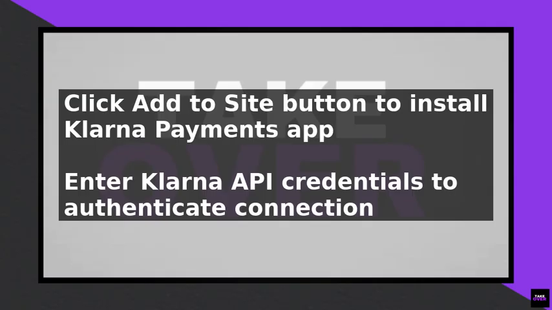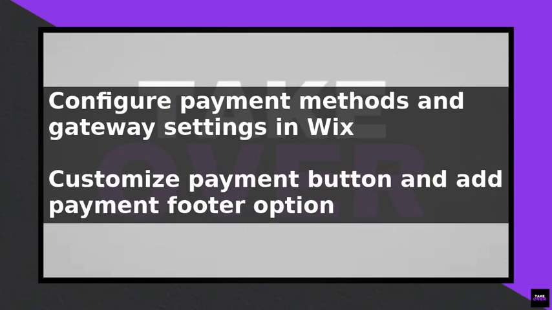You will then be redirected to the Klarna Payments app settings page in your Wix dashboard. Here, you can configure the payment methods you want to offer to your customers, such as Pay Now, Pay Later, or Slice It. To complete the setup, make sure to configure the payment gateway settings, including the payment terms and conditions. You can also customize the payment button and add a payment footer to your store.